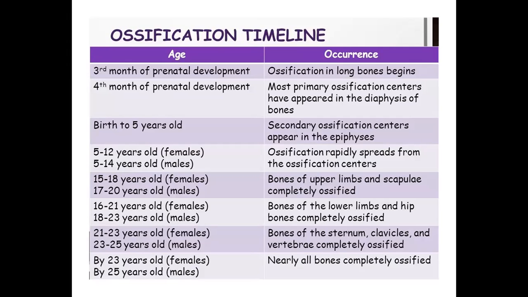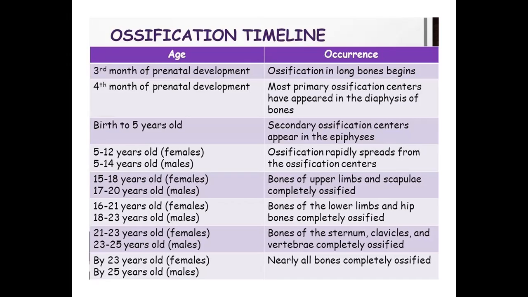This is the end of the first trimester, where the long bones will begin to ossify. By that fourth month or the beginning of the second trimester of development, most of the primary ossification centers have appeared in the diaphyses of the bones. They're there, they're starting to ossify. That doesn't necessarily mean that they've completed the ossification process. They've started it. From birth to 5 years, your secondary ossification centers will appear in those epiphyses.